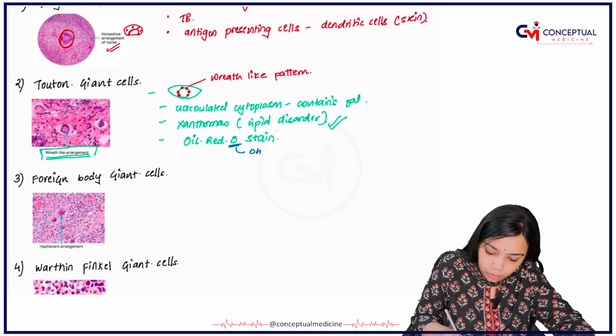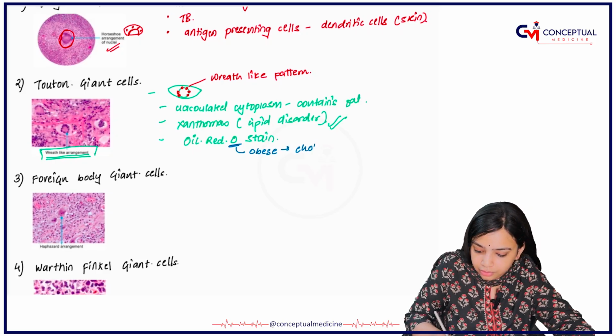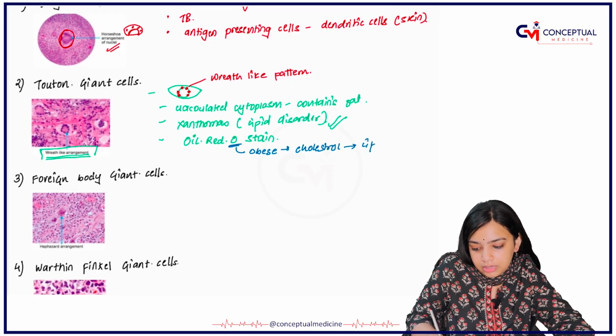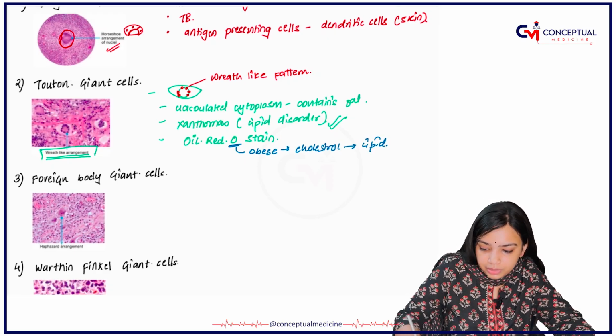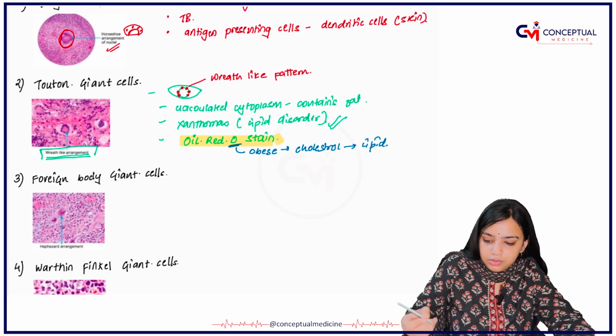Remember, O for an obese person. An obese person has a lot of cholesterol, and cholesterol is related to lipid. So for lipid, we use the oil red O stain.